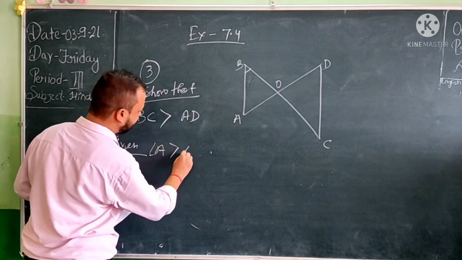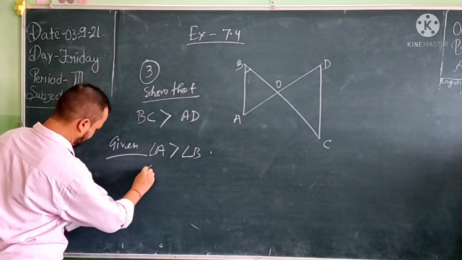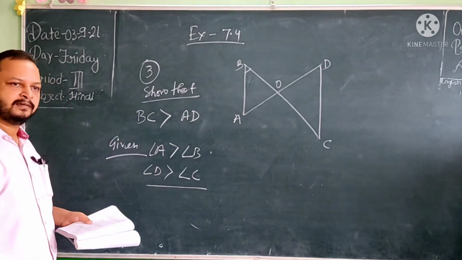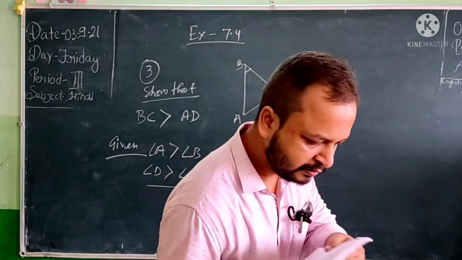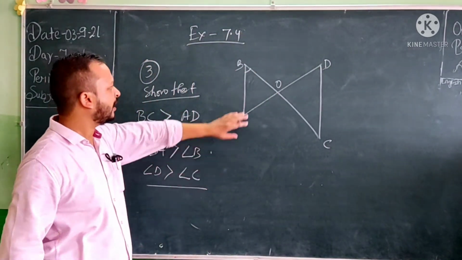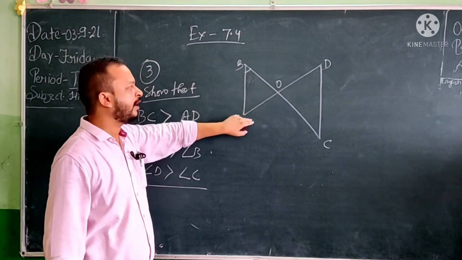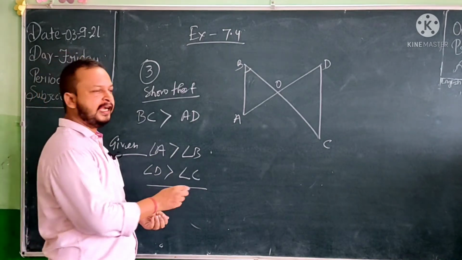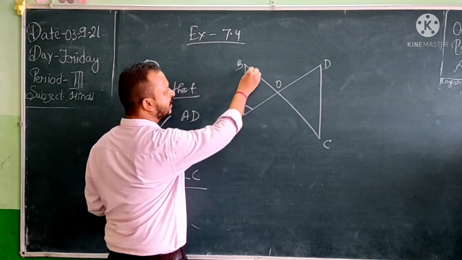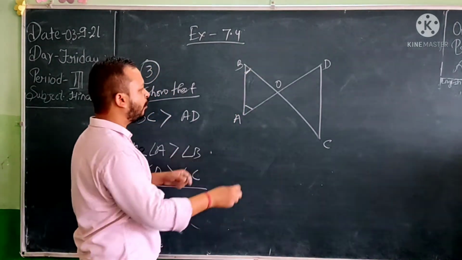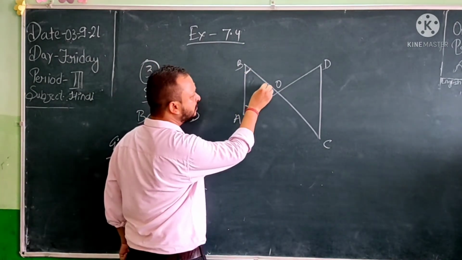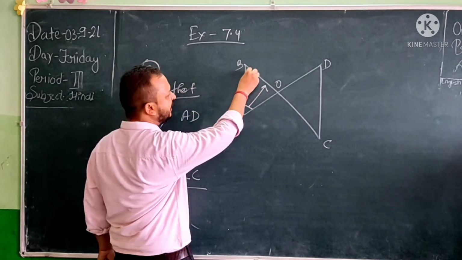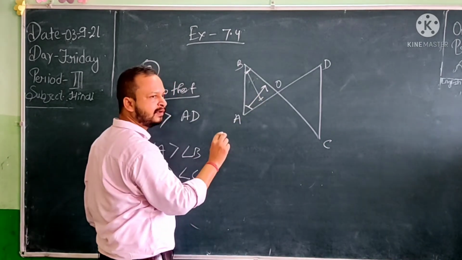Angle A is greater than angle B, and angle D is greater than angle C. It is given. So now, look. If we are talking about triangle BOA or AOB, here it is given angle A is greater than angle B. It means this angle is greater than this angle. So what is the opposite side of angle A? BO or OB, right? So OB is greater than AO, right?